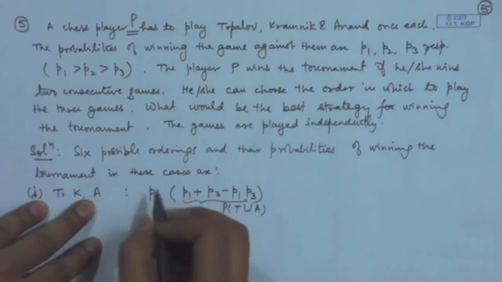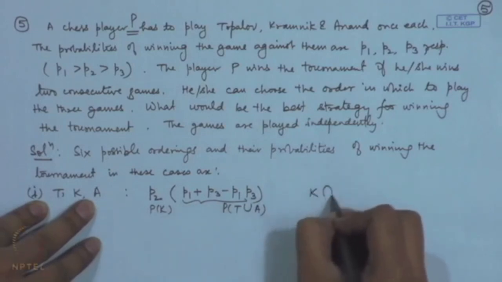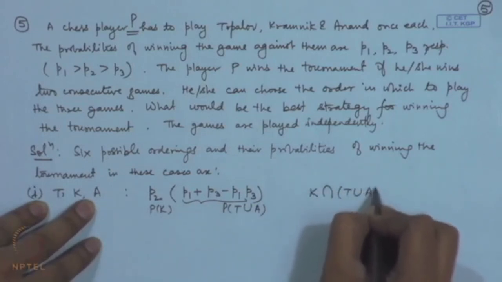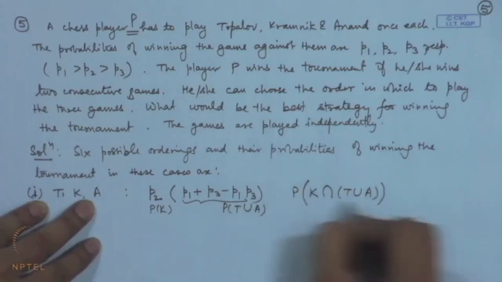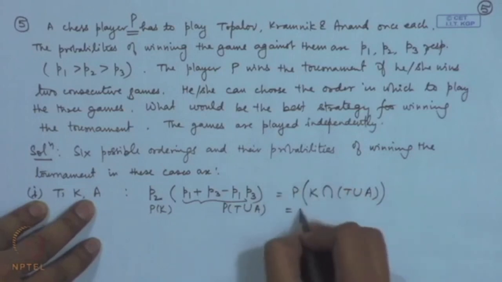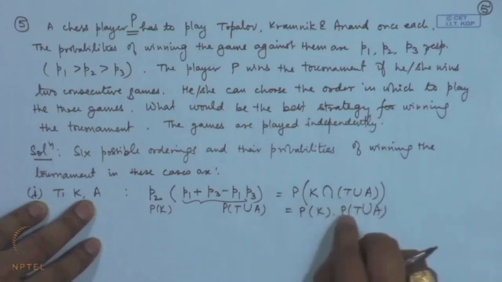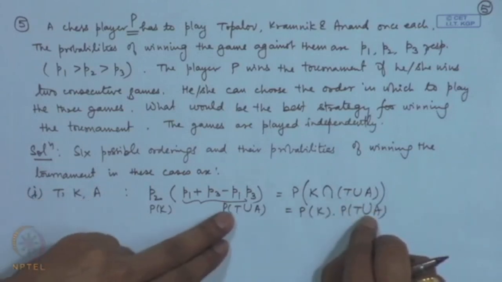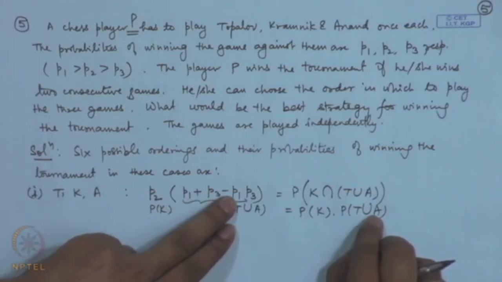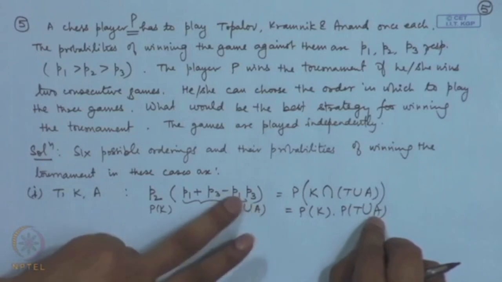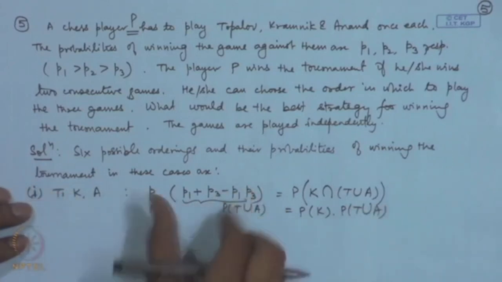So, this is probability of K. So, actually what is the event? K intersection T union A. And since independence assumption is there, this becomes probability of K into probability of T union A. And probability of T union A, I am again writing as probability of T plus probability of A minus probability of T into probability of A, because of independence of T and A also. So, this is the term that we will get.